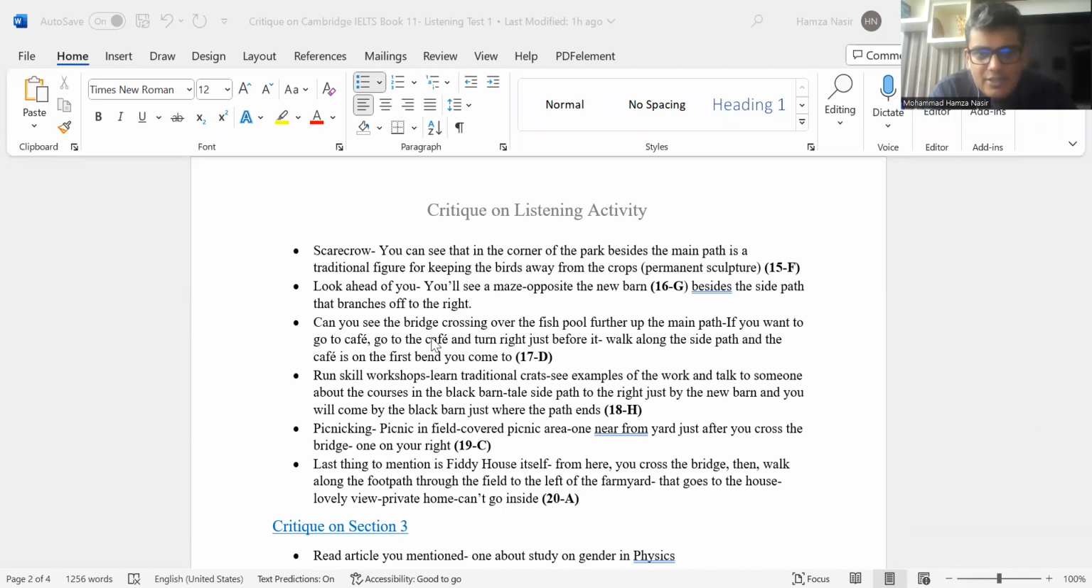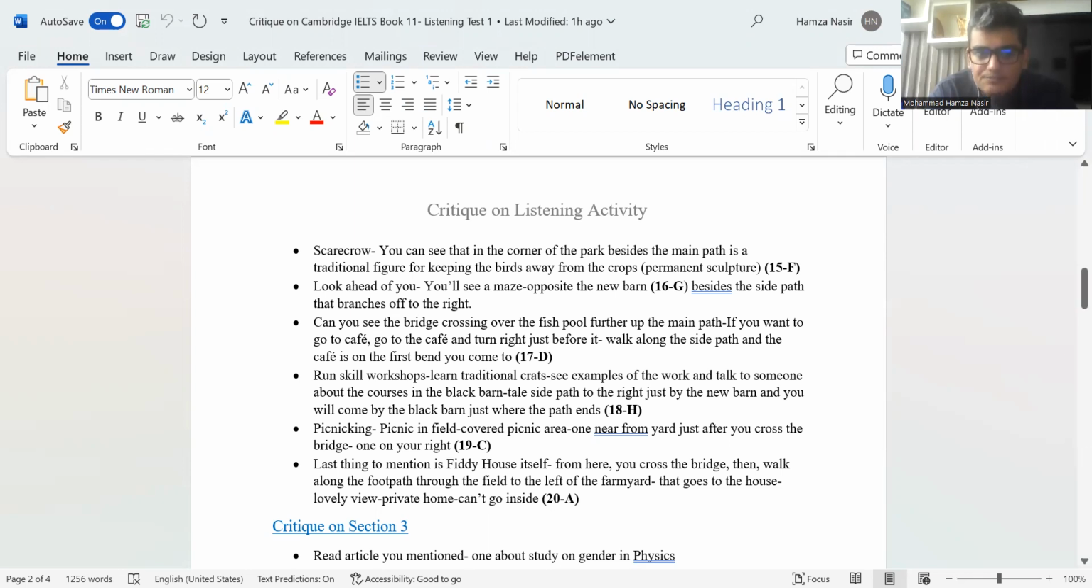Next up, can you see the bridge crossing over the fish pool further up the main path? If you want to go to the cafe, turn right just before it. Walk along the side path, and the cafe is on the first bend you come to. Okay. So once again, can you see the bridge crossing over the fish pool further up the main path? Okay. So first of all, you're going to look at the fish pool. It says if you want to go to the cafe, turn right just before it. Walk along the side path, and the cafe is on the first bend you come to.